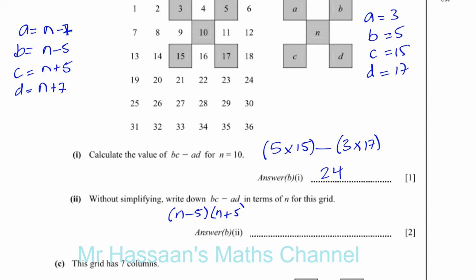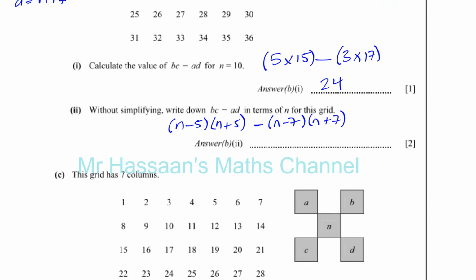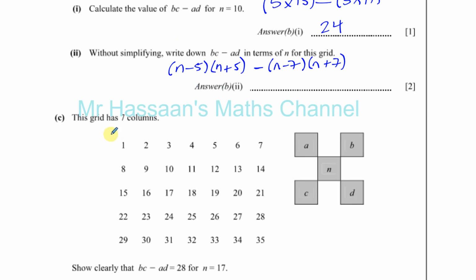Now part C. This grid has 7 columns, so you go 1, 2, 3, 4, 5, 6, 7, then you're going to start from 8. Okay, show clearly that BC minus AD equals 28 for n equals 17. So we're going to take this as 17. That's your n. So this will be your A, this will be your B, this will be your C, and this will be your D.